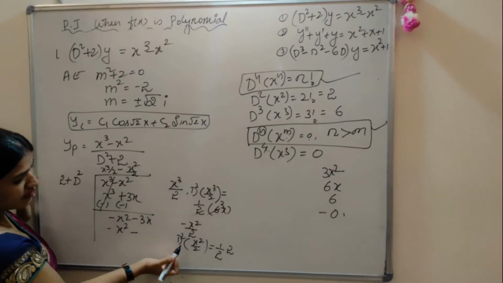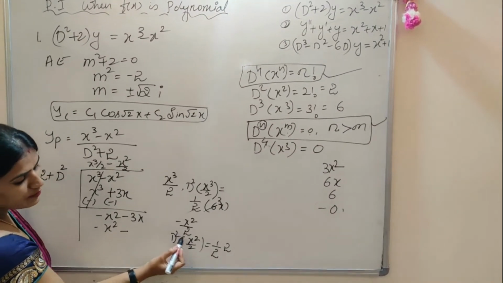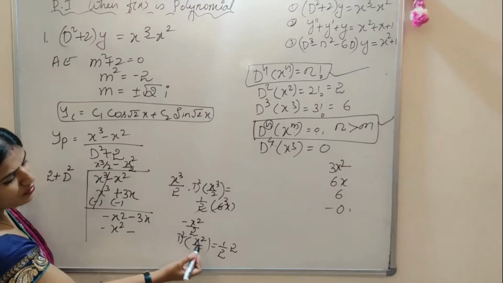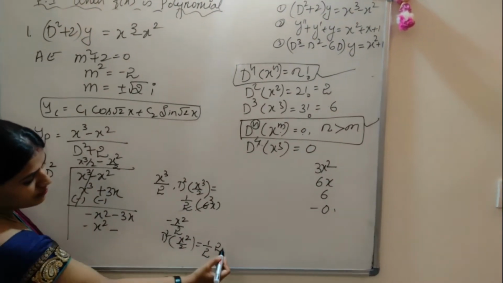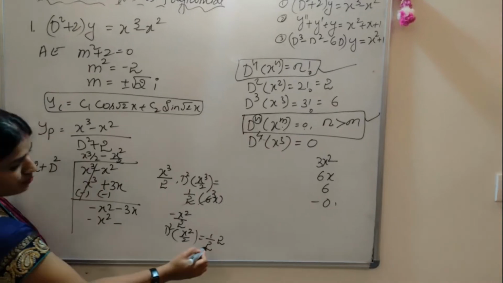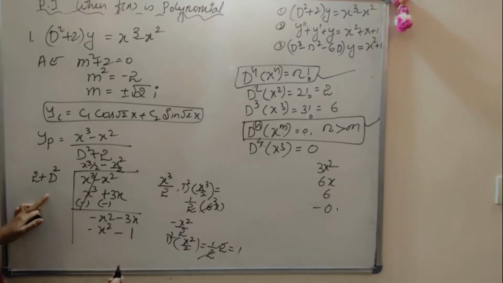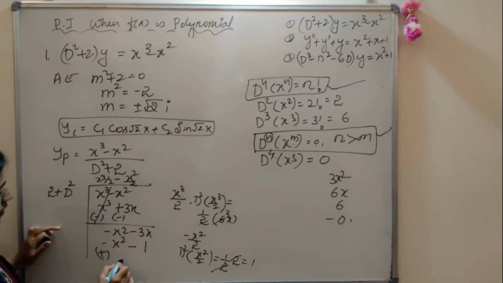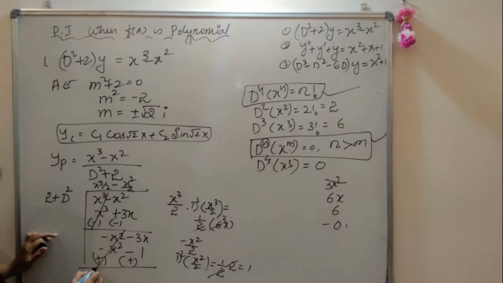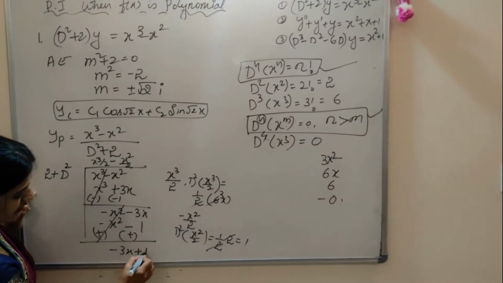So coming to this point, D square of x square by 2, with 1 by 2 as a constant. When m and n are both equal, having the same power, we can take 2 factorial, which is 2. So the 2 gets cancelled and you get 1. D square of minus x square by 2 is minus 1. Then plus gets cancelled, so minus 3x plus 1.